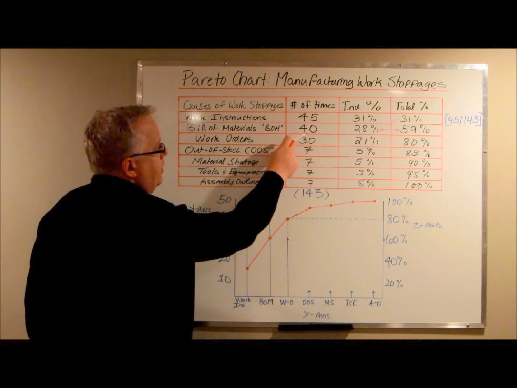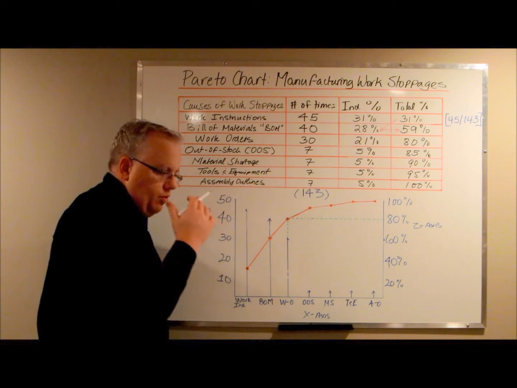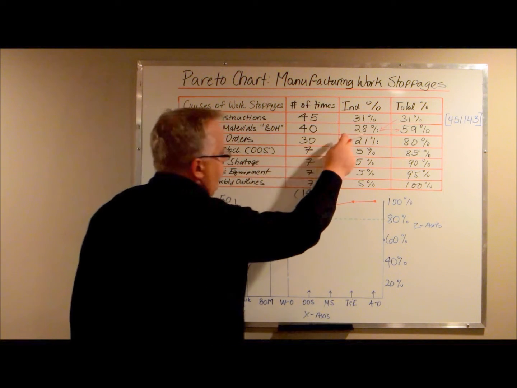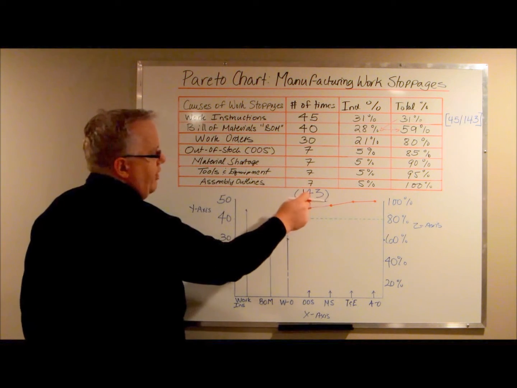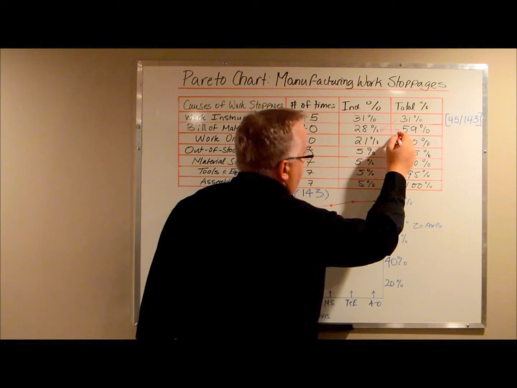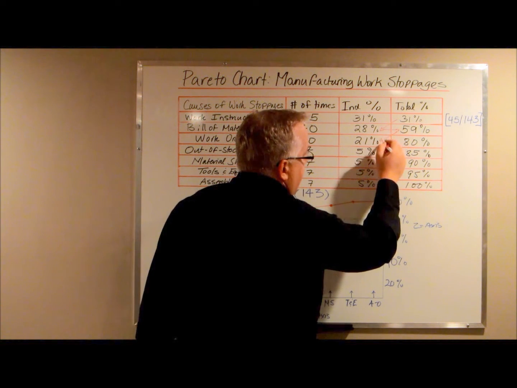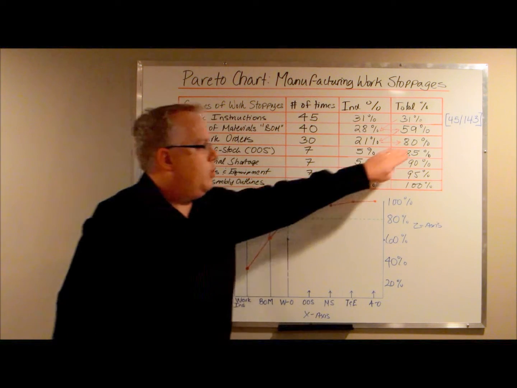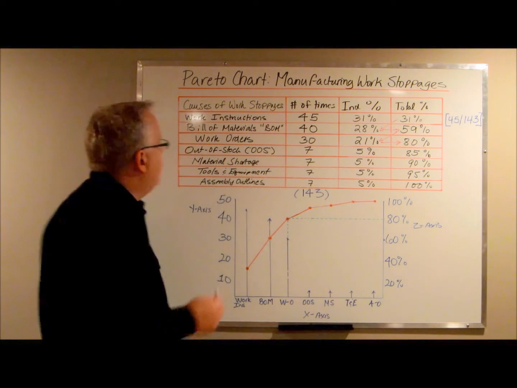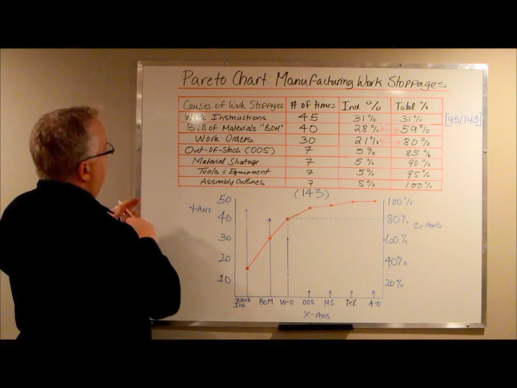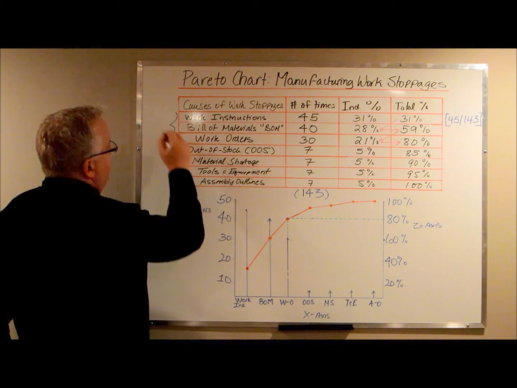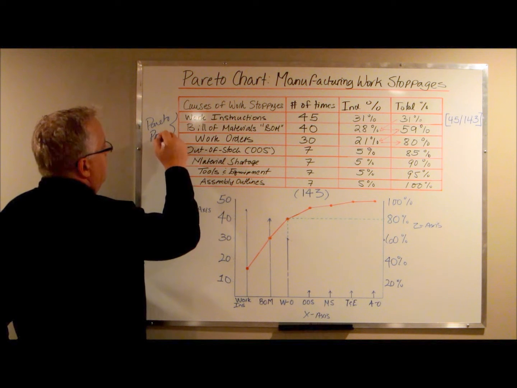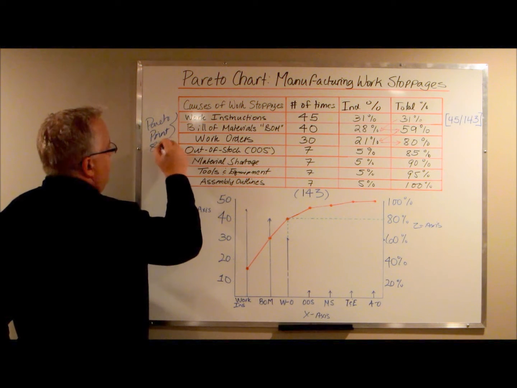Okay. Next, work orders. 30 times during the week, there was a work stoppage due to poor work orders. That's 21%, which is basically 30 divided by 143. And here we get 59% plus 21% equals 80%. And right here, we have attained the Pareto principle. So right here, these three causes, we're going to basically say Pareto point, okay? This is 80%.